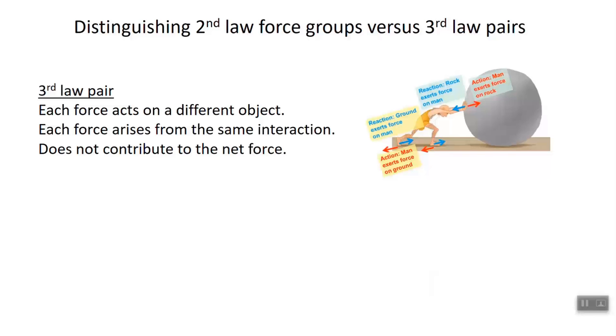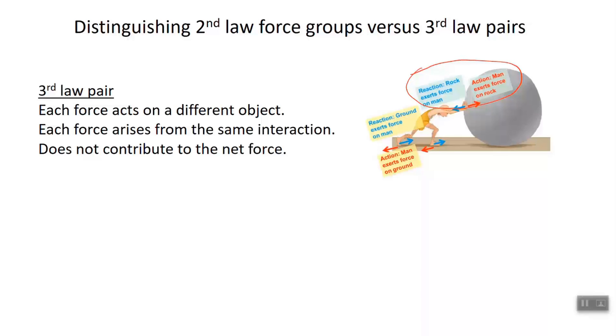So you have the man pushing the rock. The man applies a force to the rock. The rock applies a force to the man. Those two forces are action-reaction pairs: the man applying force to the rock and the rock applying force back on the man. And they are equal forces, and they are in opposite directions. That's what characterizes a pair of forces that are arising due to Newton's third law.